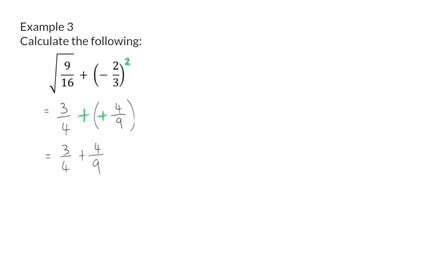Now I can add up these two fractions, and that I do by getting a common denominator, and here that will be 36. For the first fraction, that means I need to multiply by 9, and the numerator will be 27, and for my second fraction, I need to multiply by 4. Now I can finally add up the numerators.